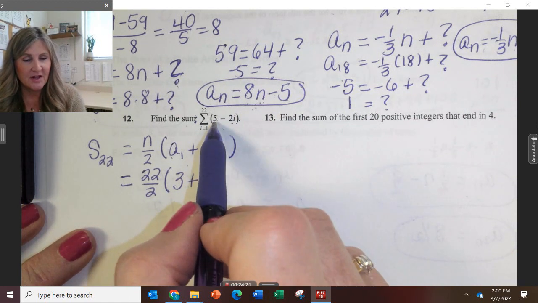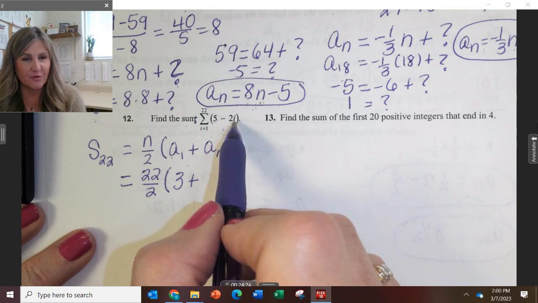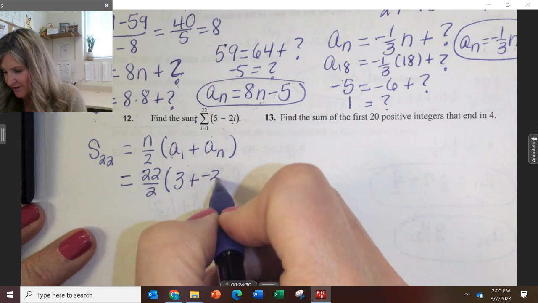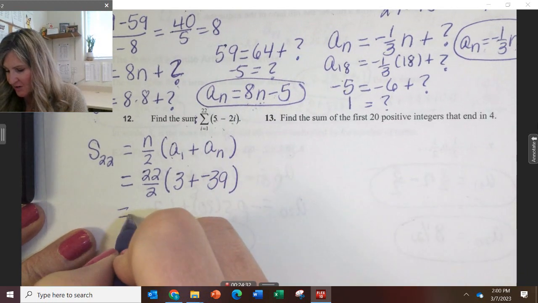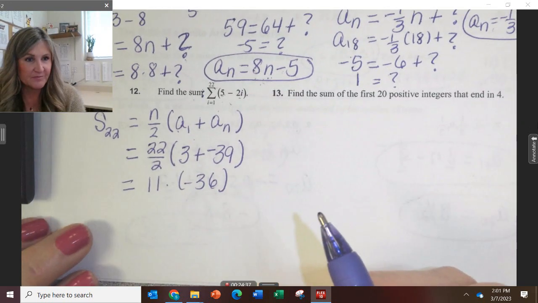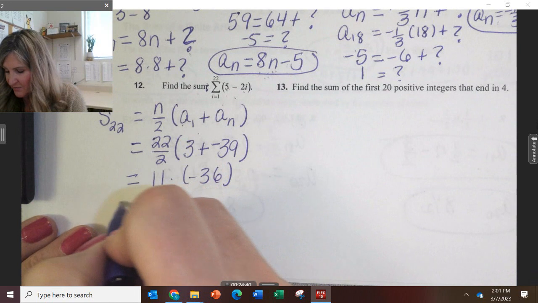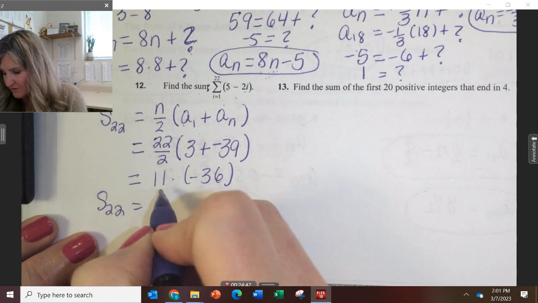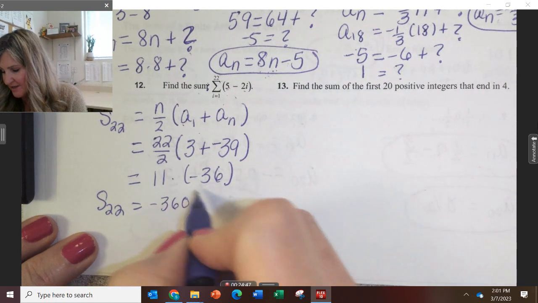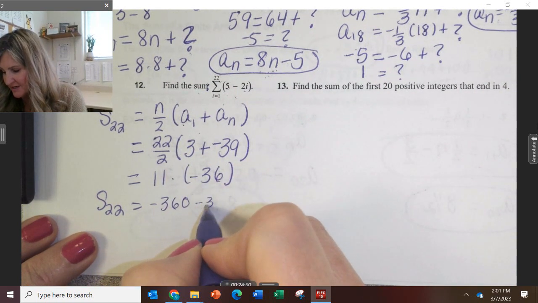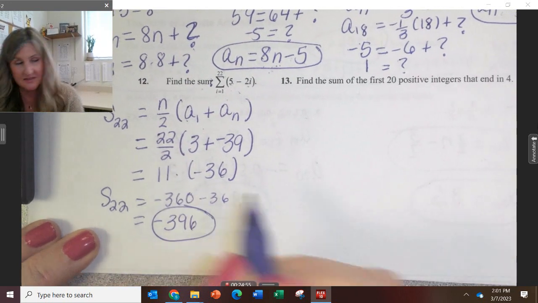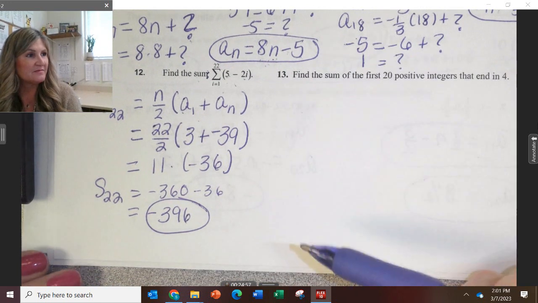Plug in 22. 5 minus 44. What's 5 minus 44? -39. So now we're going to have 11 times -36. We don't need a calculator for that. What's 10 times -36? And then we need another 36. So minus another 36 because we're doing 11. So it's -396, right?